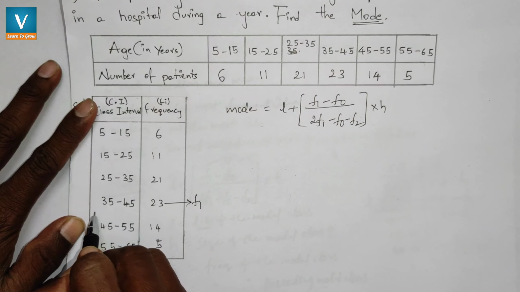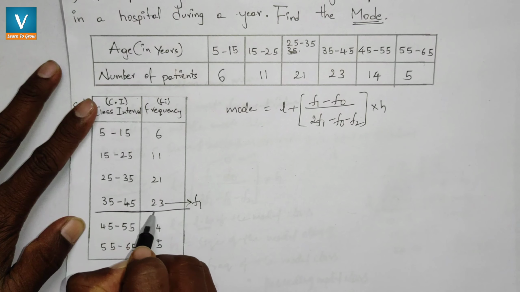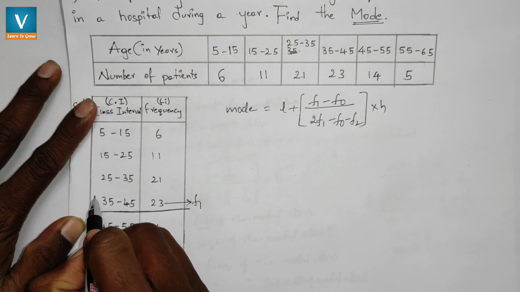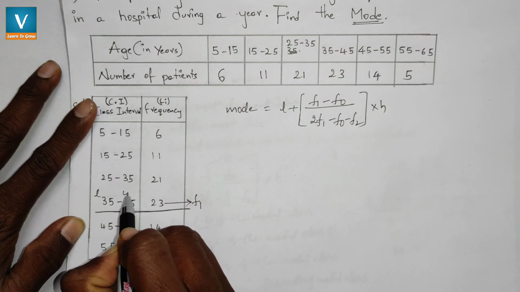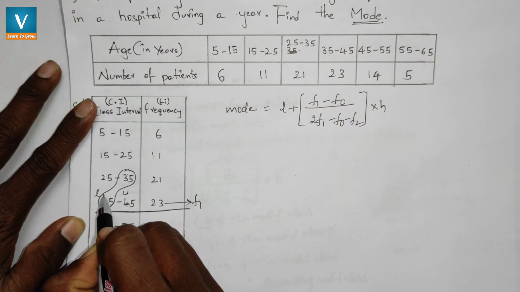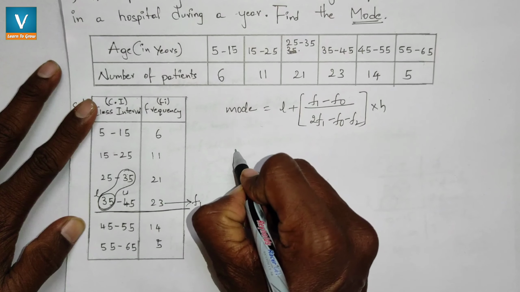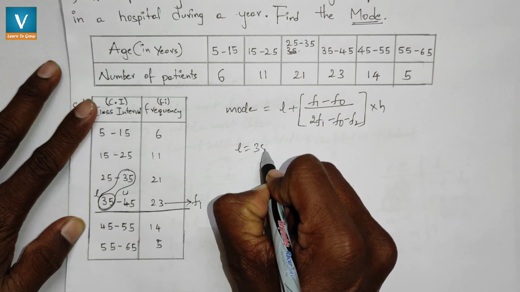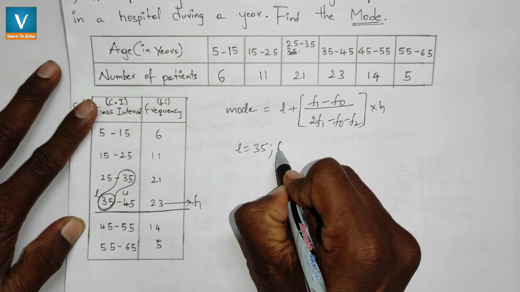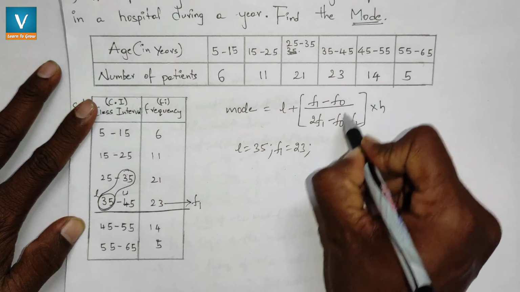With respect to F1, I am taking the frequencies and considering the lower boundary. So this is the lower boundary, this is the upper boundary, and simply it is an exclusive class interval. So we can consider directly the lower boundary as L. How much is it? 35. So L equals 35. Then F1, we got 23.